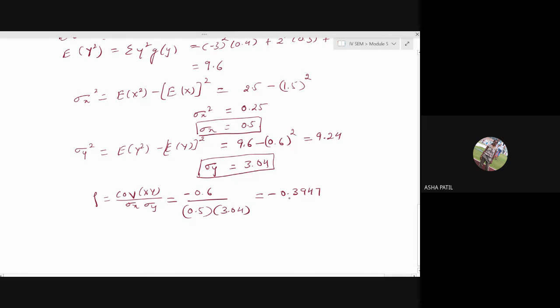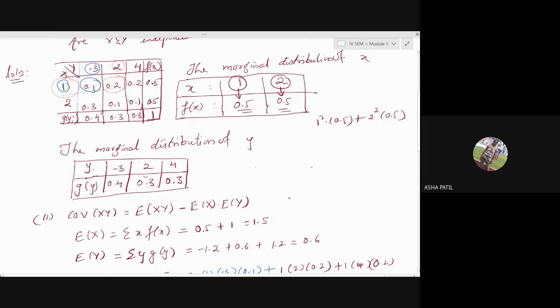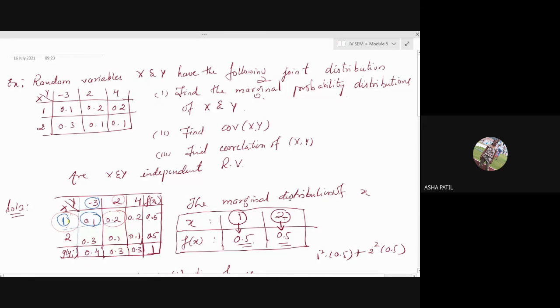One more question is asked: are they independent random variables? Can you say they are independent random variables? Are they independent or not? No, ma'am. How will you say they are not? Correlation is negative, it should be 1, then we could say they are independent. No, correlation doesn't tell you whether they are independent.